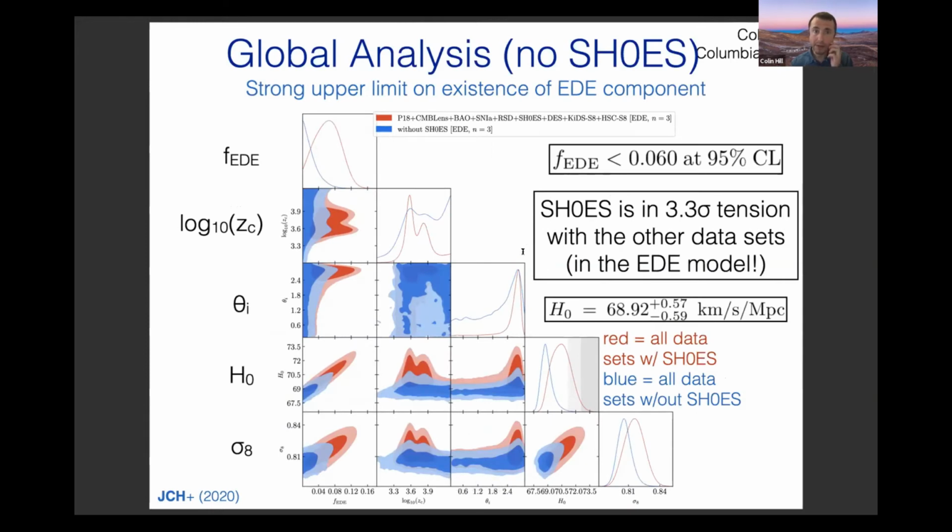One can then formulate this in terms of constraints on these new parameters. f_EDE is the parameter that characterizes how much of this early dark energy exists. And if you look at the analysis of everything without SH0ES, you get this blue curve here, so a strong upper limit, about 6%. And then in terms of H0, you can see SH0ES is still in over 3 sigma tension with the other data sets, even in the context of this early dark energy model.